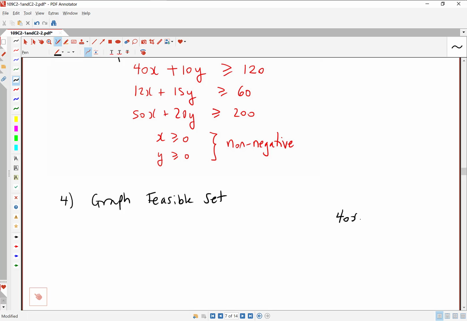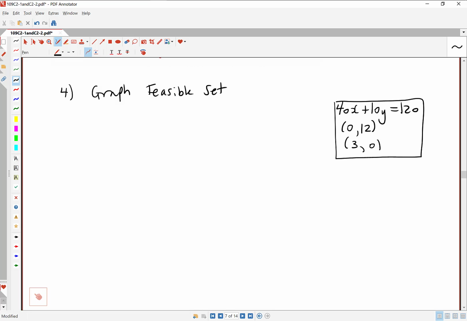We'll start with the line 40x plus 10y equals 120, and we'll do our trick of setting each of the variables equal to 0. So if we set x equal to 0, our equation becomes 10y equals 120. So that would force y to equal 12. And if we set y equal to 0, then we've got 40x equals 120. So x would be 3. All right, so that's our first line.